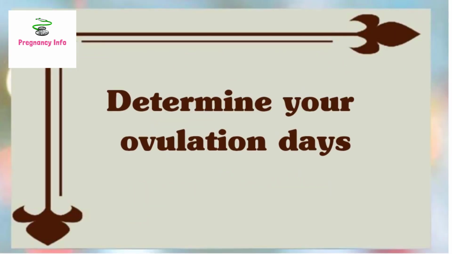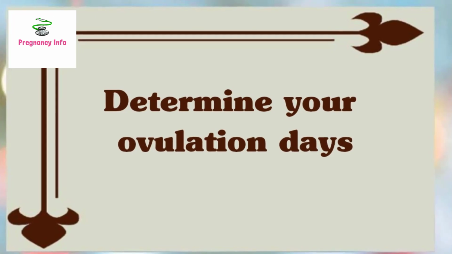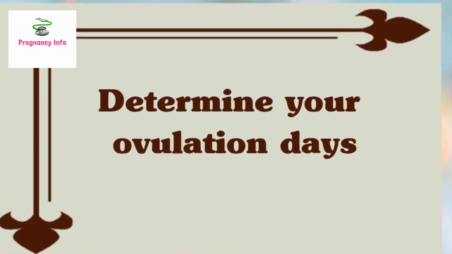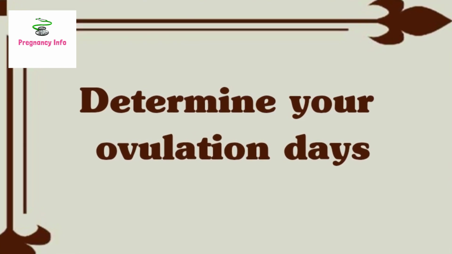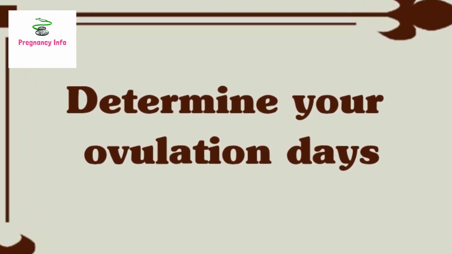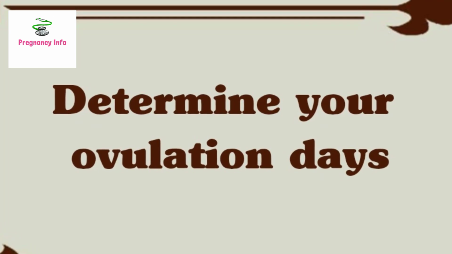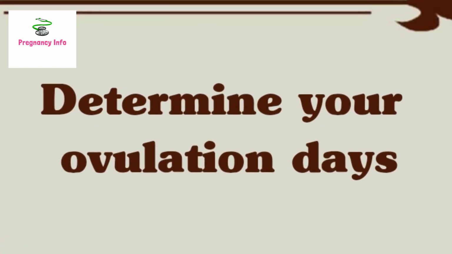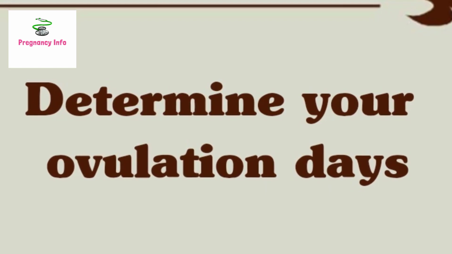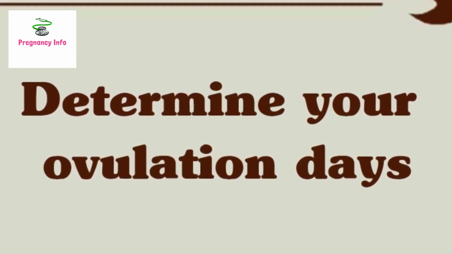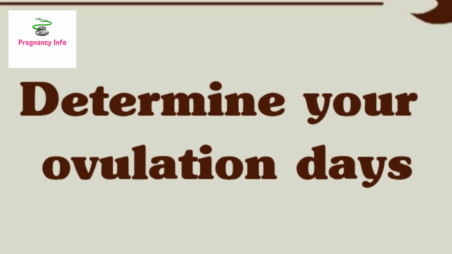Number 2. Determine your ovulation days. The key to conception is having sex during a small window of time around ovulation, when a ripened egg is released from one of the ovaries and moves into the fallopian tubes. So the second important thing you need to know to pinpoint your most fertile days is when you ovulate. You can find this out according to your cycles.